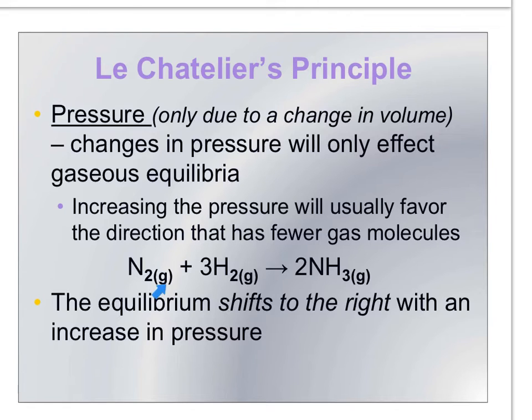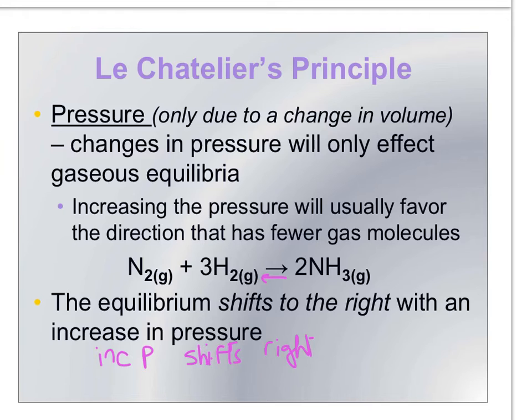So if I look at this reaction here, I have N2 plus 3H2 going to NH3. That is a reversible reaction. Here, I forgot my other arrow. And so if I increase the pressure, that means I have too many collisions. So it's going to shift to the side that has fewer gas particles. If you look at this, we have 4 gas particles here, 2 gas particles here. And so I'm going to shift to the right to minimize those extra collisions.